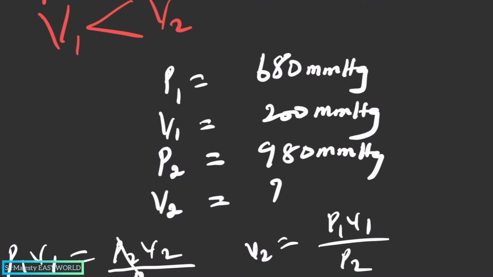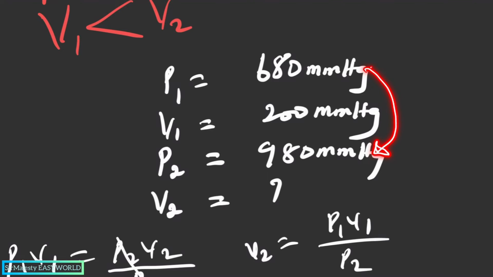See the law. The law is saying that if pressure, this pressure here is 680 millimeter mercury, and then it became 980, so there is an increase by 300. So pressure has automatically increased. So moving from P1 to P2 means an increase.